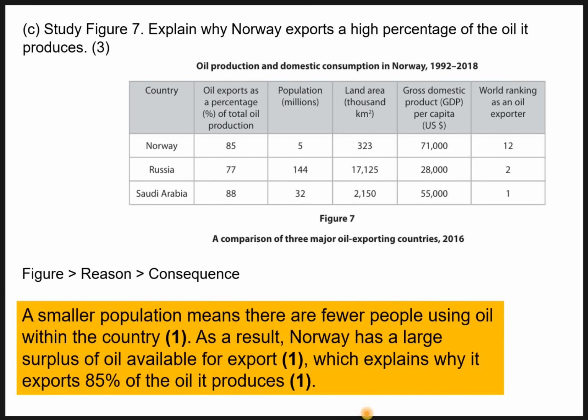So what do smaller populations mean? Smaller populations means there are fewer people using oil within the country, and as a result, Norway has a large surplus of oil for export. This explains why it exports 85% of the oil it produces. Doesn't need it.